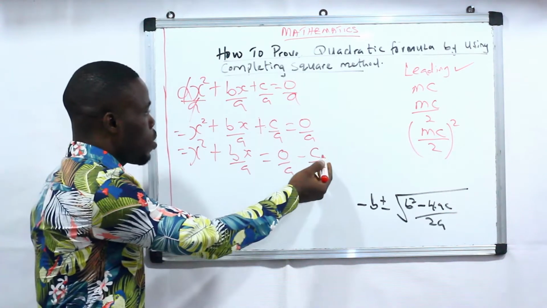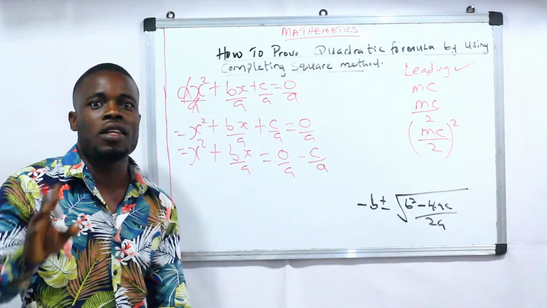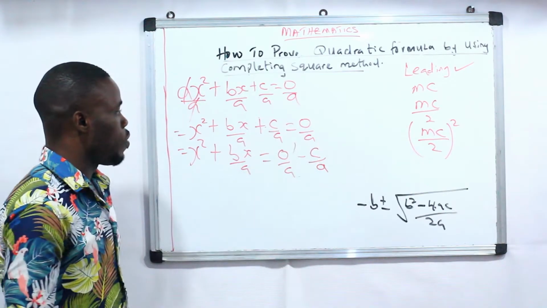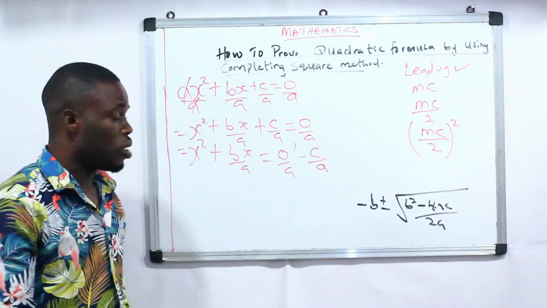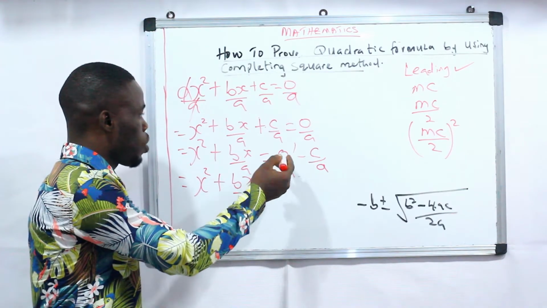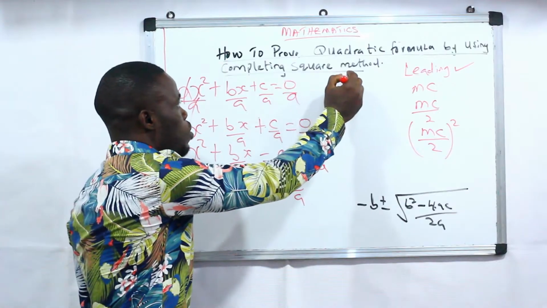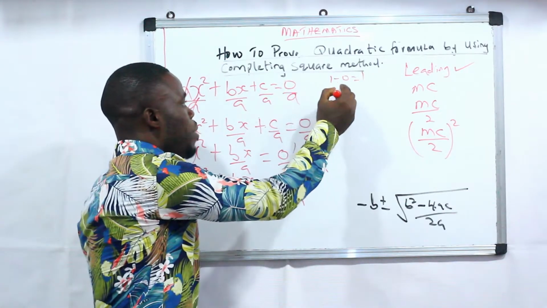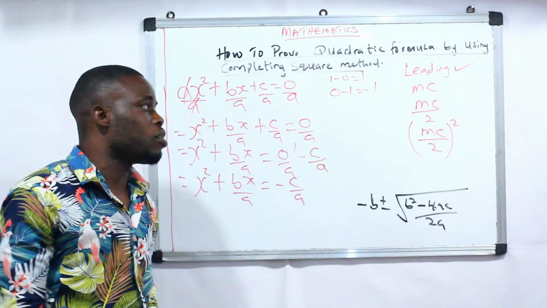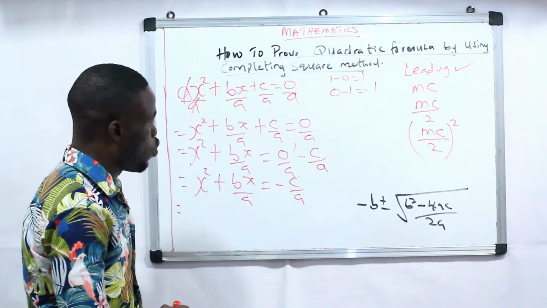0 cannot add value to any number. When you have 0 minus 1, it does not add any number. It is either 1 minus 0. Therefore, since 0 cannot add to c, we can cancel it out, because 0 minus c is minus c. So we have x squared plus bx over a equals, this one has been cancelled, minus c over a. Don't forget, when you have 1 minus 0, it is 1. When you have 0 minus 1, it is minus 1, because 0 does not add any value to 1, and the sign belongs to 1. So we have minus c over a. Therefore, we are through with the leading.